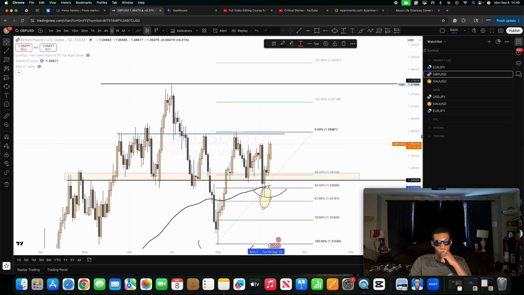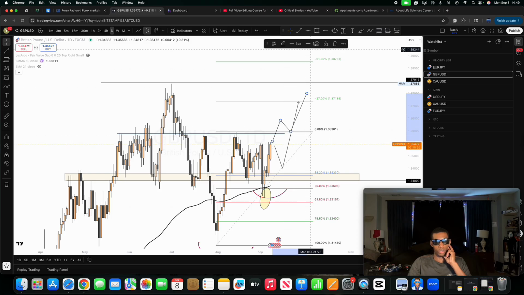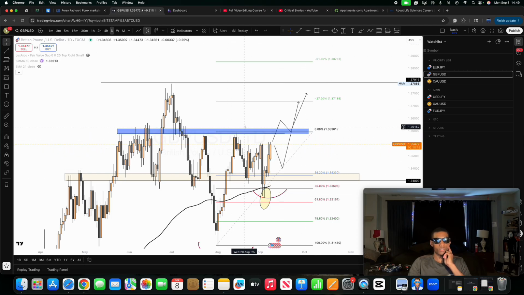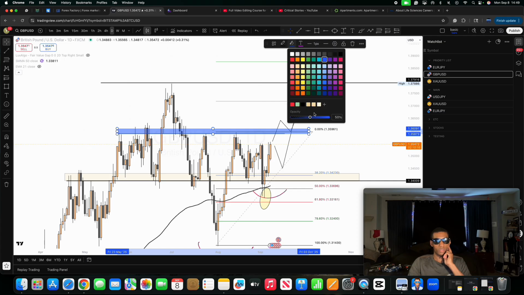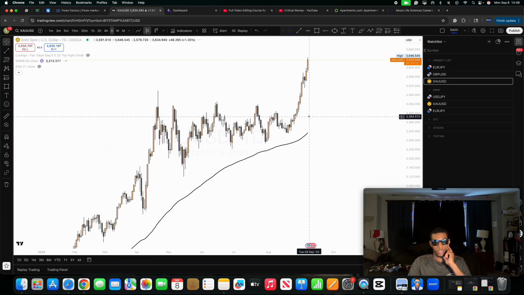If I were to get an entry, I would optimally look for a higher low. Something like that. I need to get in on some type of low, or we can wait for the break of this area of resistance to keep going. This area of resistance right here. Yeah, so that's GU.